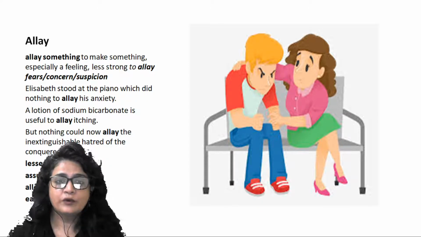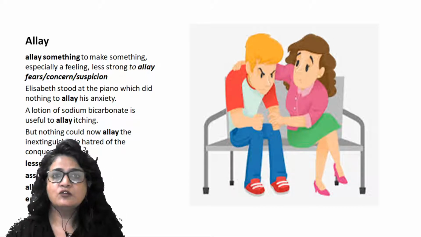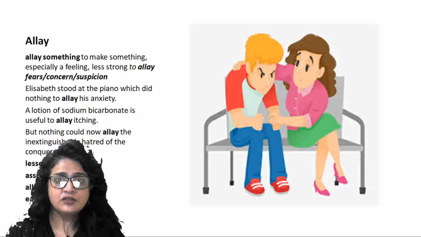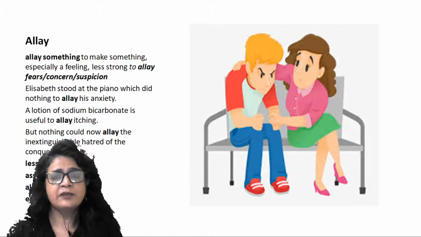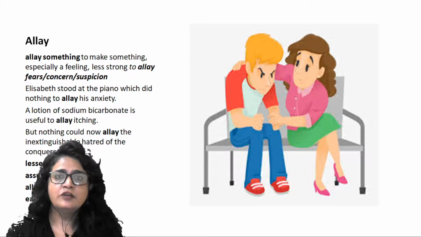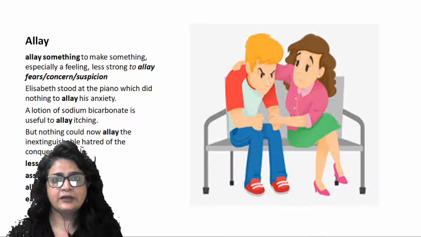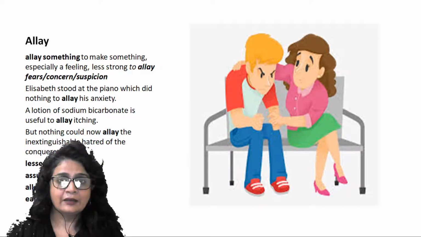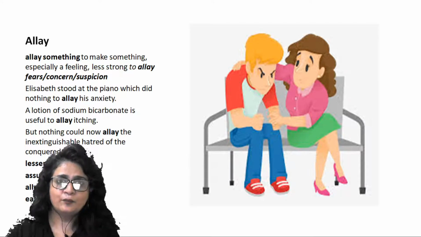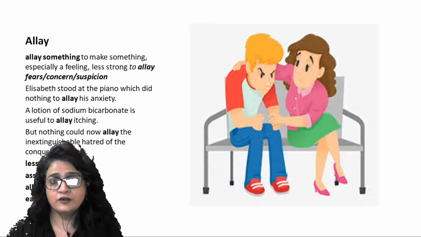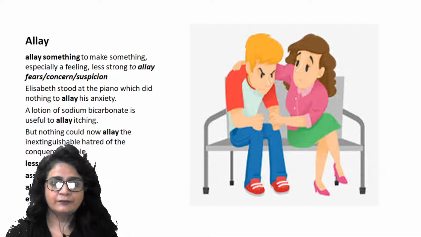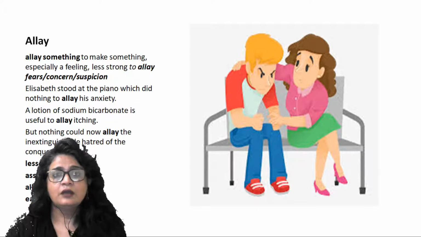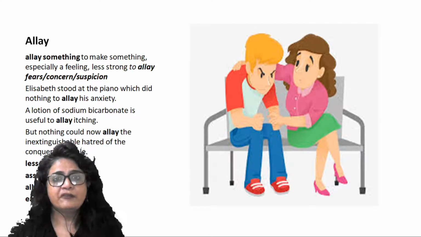A lotion of sodium bicarbonate is useful to allay itching. See how this word is actually used in a literal way here. So you have itching, you have some kind of pain, you have some kind of irritation in your skin, and you apply something that is going to bring down the severity of this effect, right? So this is allay. So it is going to allay. You put on some ointment on your skin to allay itching, all right?